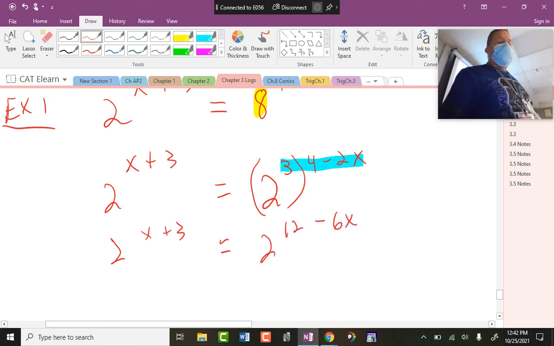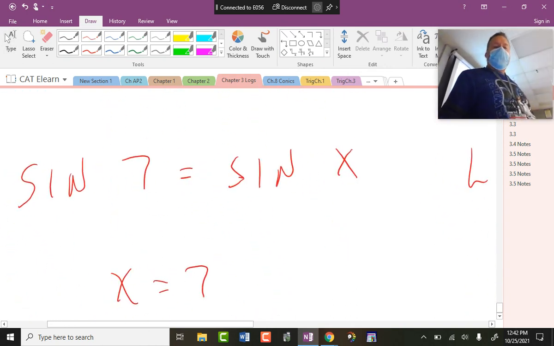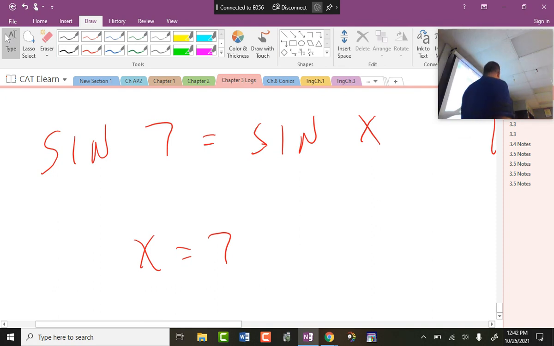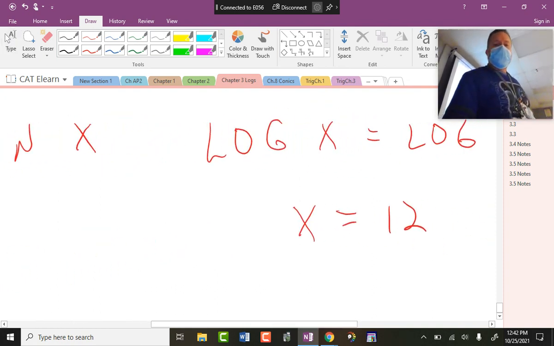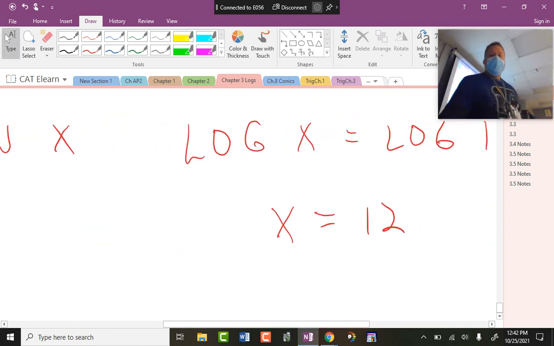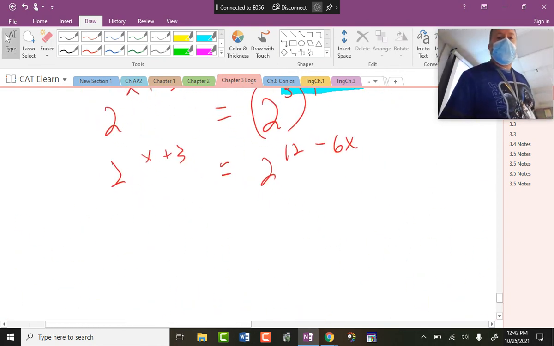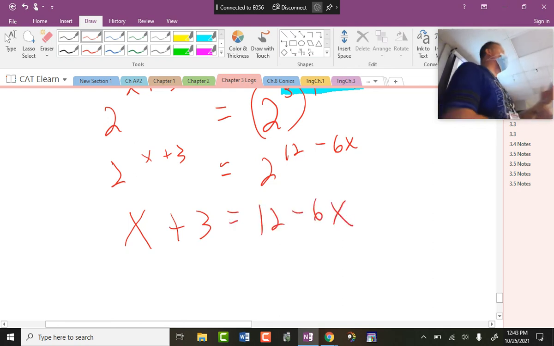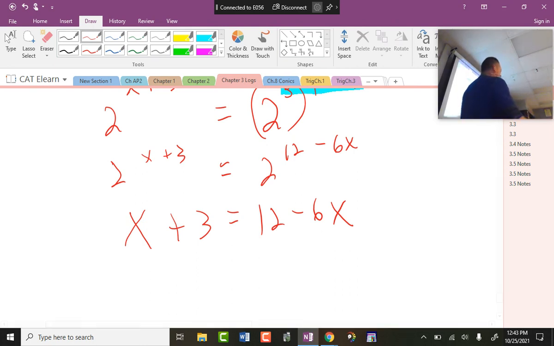Then I get worried. I get really worried when I write this next part. But remember, the reason I write this next part is because of the sine equation and the log equation. The reason I'm going to do this next is because this has to be true. If 2 to this power equals 2 to that power, the only way that could be true is if the powers equal. It's the only way this could be true.